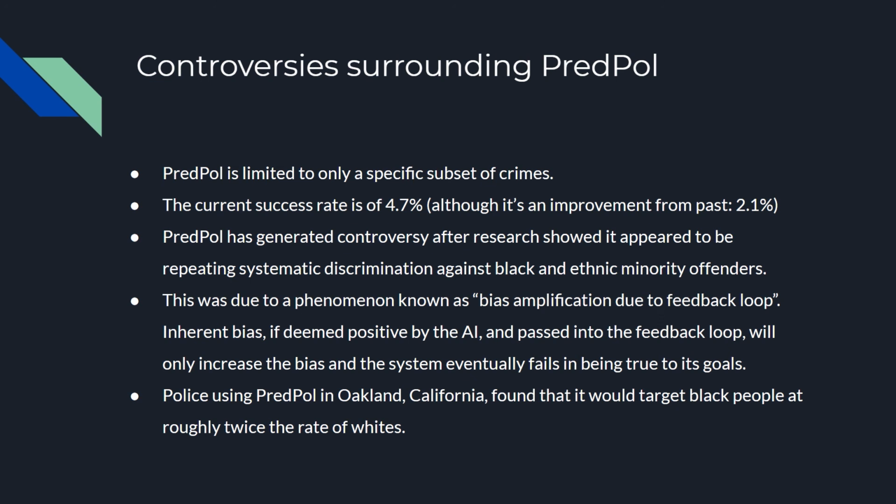This discrimination was due to bias amplification due to a feedback loop. Inherent bias was there in this AI because of more and more cases of black and ethnic minority offenders, and this amplified with time. In California, police officers found that it targeted black people at roughly twice the rate of white people. So this was everything about PredPol.